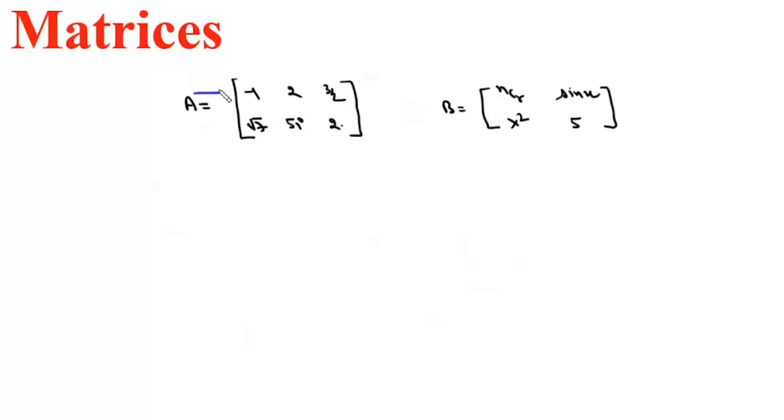Now these horizontal arrangements, they are rows. So in this case, we have two rows and we identify them as R1 and R2. Here also we have two rows, R1 and R2. And in the first case, we have three columns, C1, C2 and C3. For the second case, we have only two columns, C1 and C2.